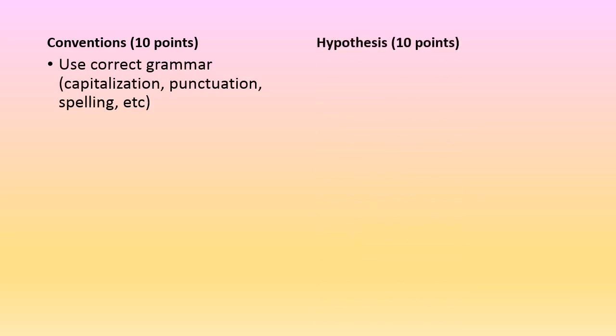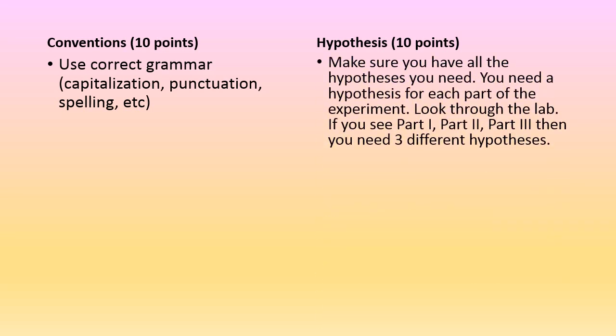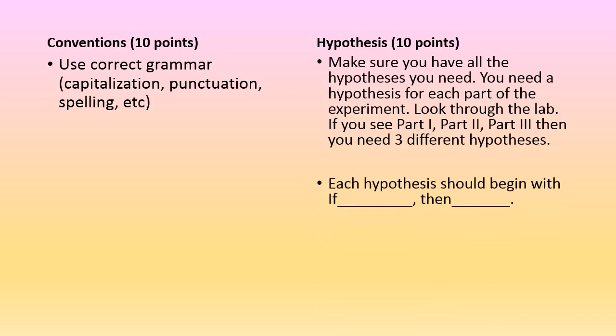Then your hypothesis. So the place where I see the most points missed is just because you don't have a full hypothesis really written. So your hypothesis is only going to be 10 points, but sometimes you should have more than one hypothesis. So make sure you have all the hypotheses you need. You need a hypothesis for each part of the experiment. So look through your lab, and then if you see part 1, part 2, part 3, then you know you need to write 3 different hypotheses. So you should have 3 different if-then statements.